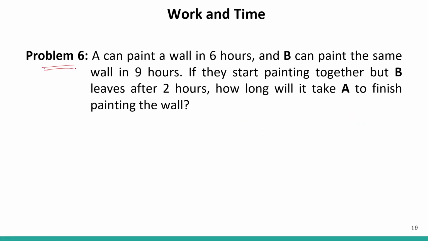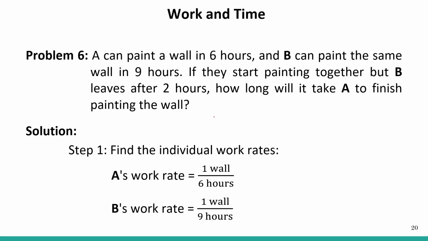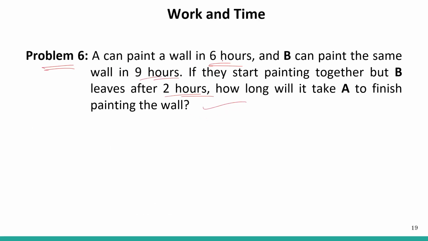So problem 6. If A can paint a wall in 6 hours, okay, A paints a wall in 6 hours and B can paint the same wall in 9 hours. So if they start painting together but B leaves after 2 hours, how long will it take A to finish the painting of the wall? Okay, so let's see. A can paint the wall in 6 hours. Only 6 hours it takes for A to paint that wall. And B can paint that same wall in 9 hours, right?